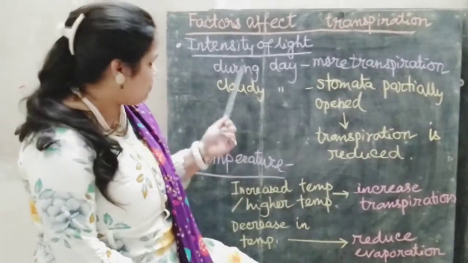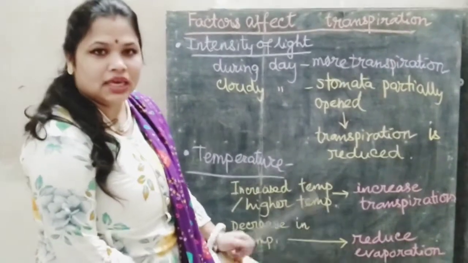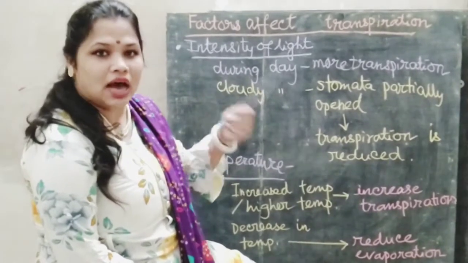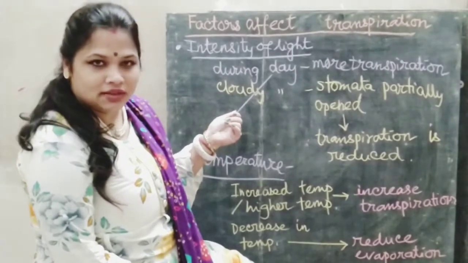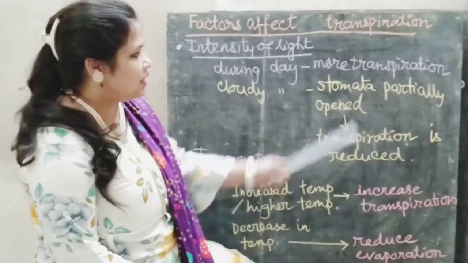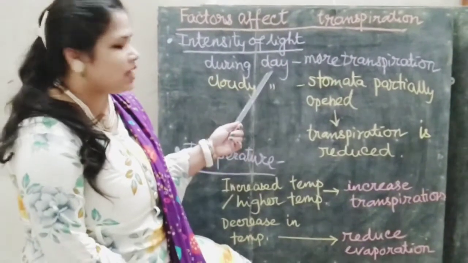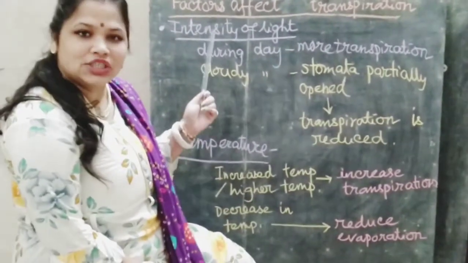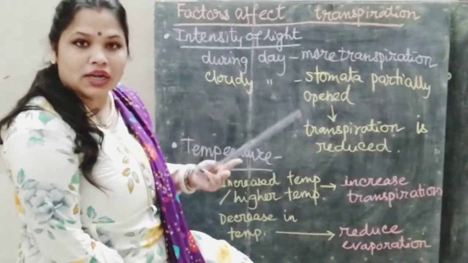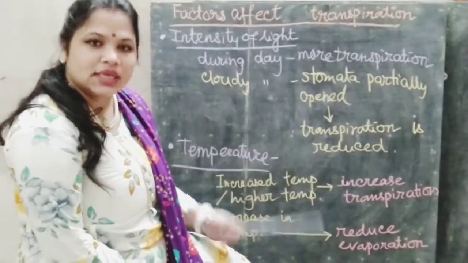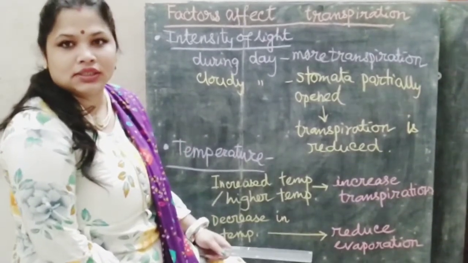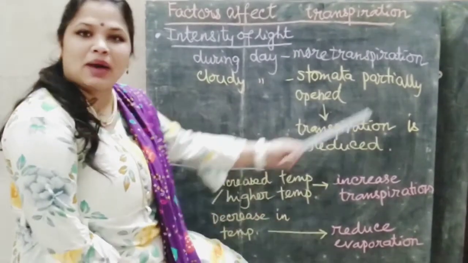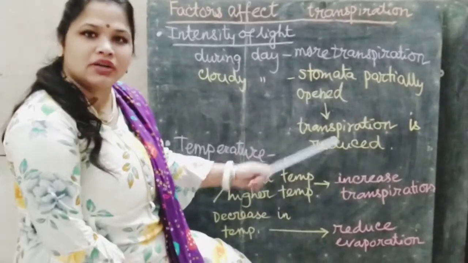There are many factors. Number one is the intensity of light. If outside there is day, means more intensity of light, then the transpiration will be more. Why? Because the stomata are broadly open during the daytime. There is bright sunlight, so the intensity of light is more during the daytime. Stomata are broadly open, so more transpiration will take place. But during cloudy days, when the sun is not so bright, the stomata will partially open, so the transpiration will reduce.